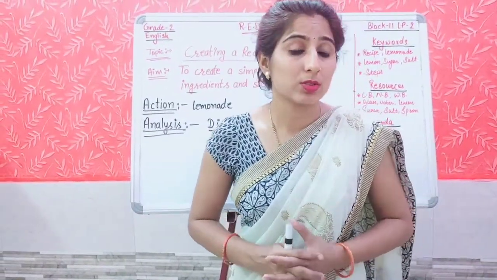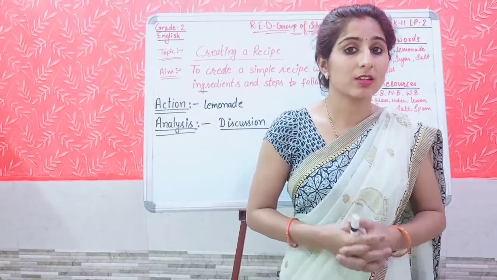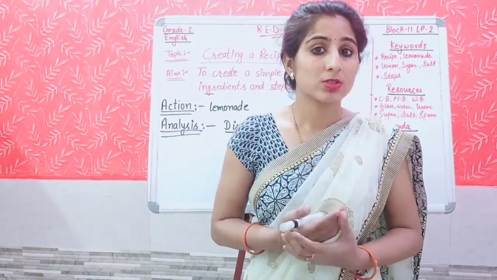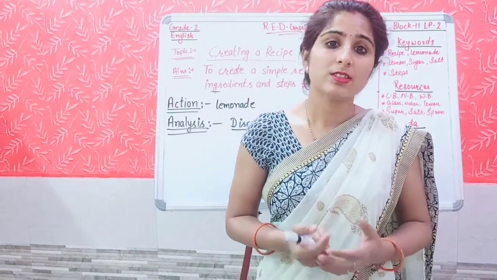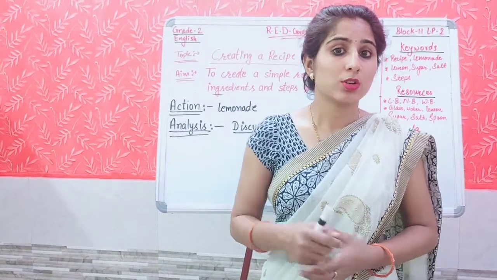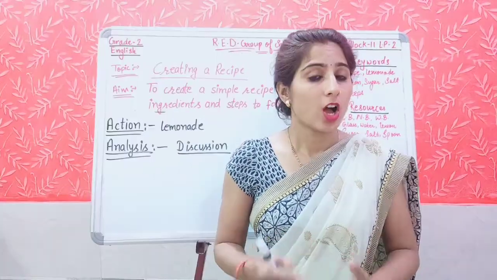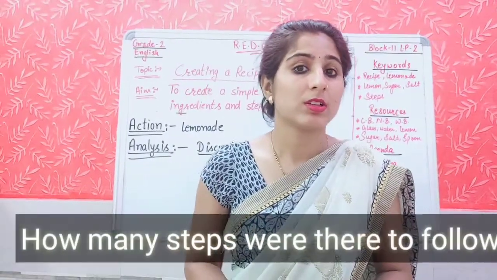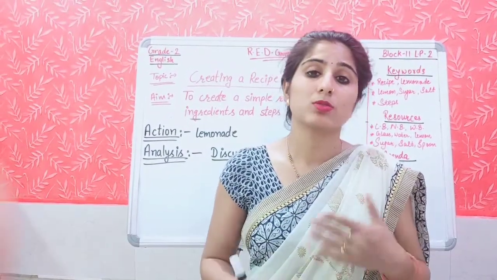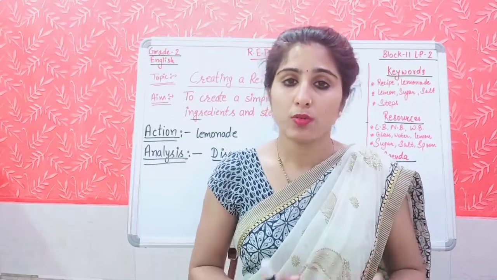The things that were used to make lemonade are lemon, water, salt, and sugar. And a spoon we have also used to mix all these things. How many steps were there to follow? Right, there were 4 steps to follow. It means to make the lemonade we followed 4 steps.